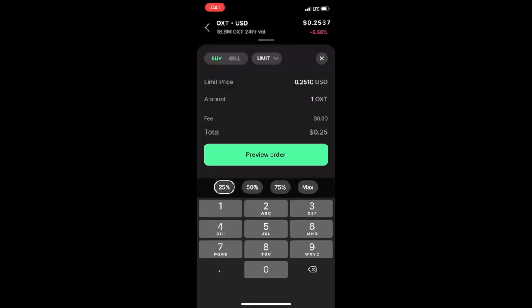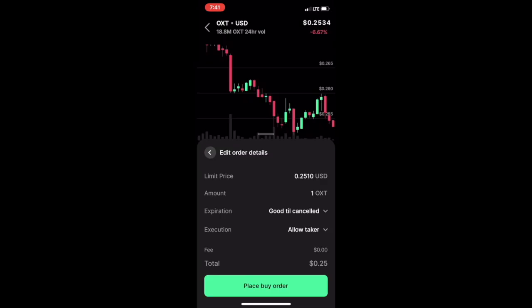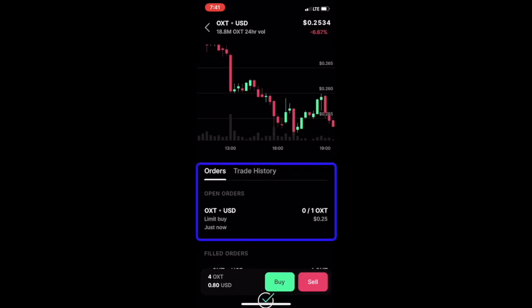Let me show you a more practical example. Before I was using big price differences, 25 cents and 22 cents. Let's say I want to buy OXT, limit price 0.2510. But if we look in the upper right-hand corner, the market's selling it for 0.2534, which is just a little bit higher. These prices are so close. These are those discrepancies that you don't notice when you set your order. So I want to buy this, place buy order, and I'm going to see it's an open order because I am not matching the market price. So I have to either wait or I could cancel this order.